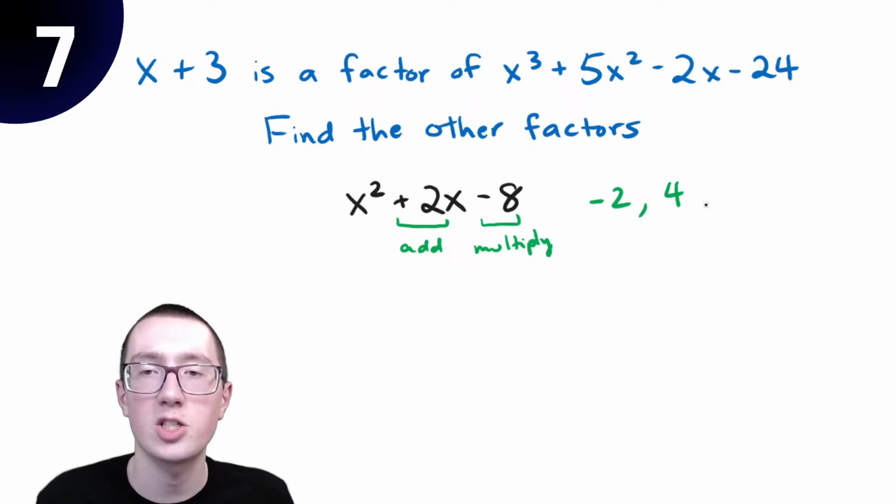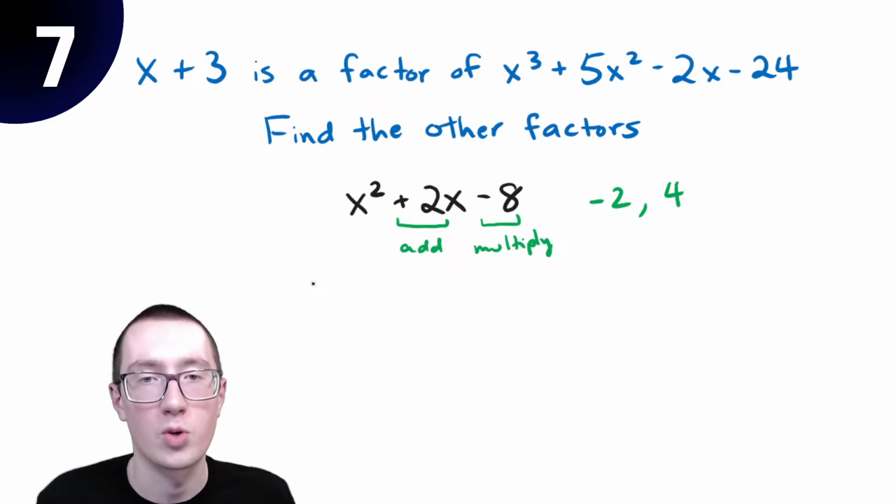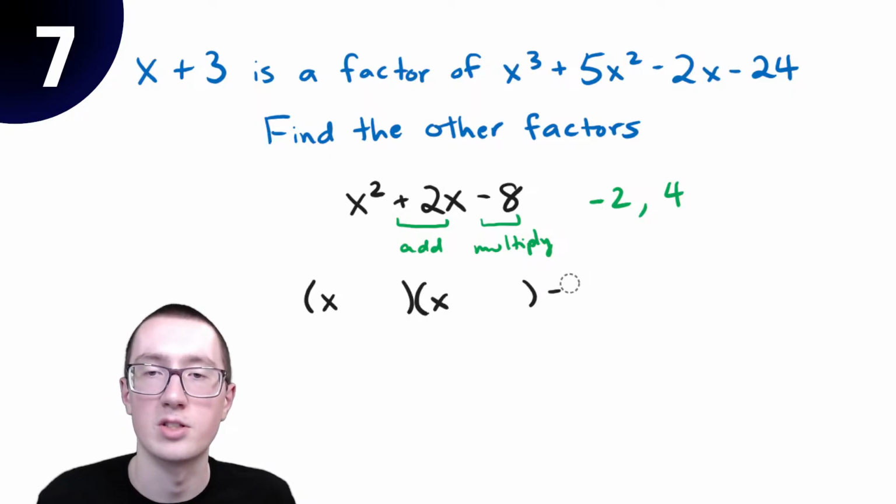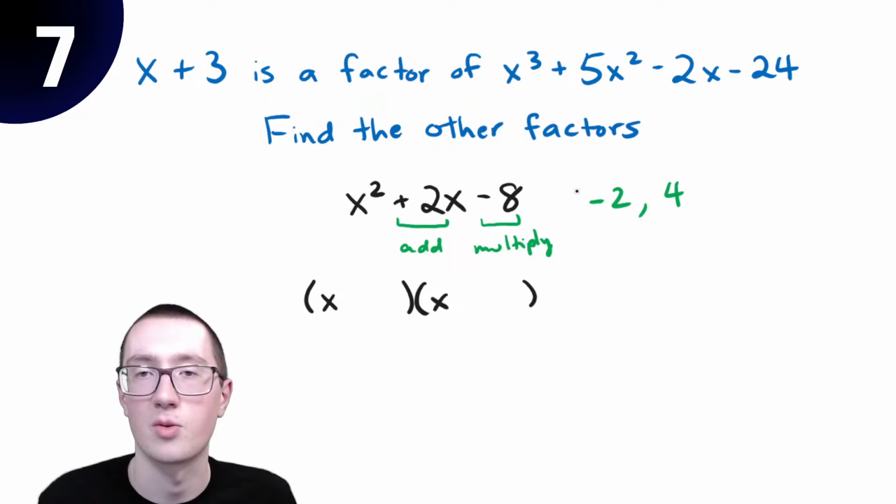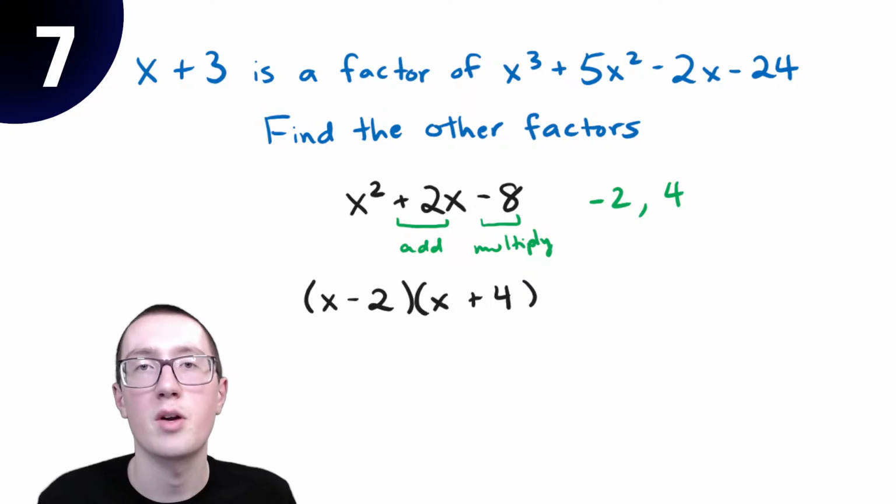So our magic numbers are negative 2 and 4. So we're going to put them in our parentheses. So we have x times x here, and no, not equal 0. We don't have to have equal 0 because it's not an equation. So we put in our magic numbers, negative 2 and positive 4. And we don't have to solve this because we're not solving for x here, right? We're just finding factors.